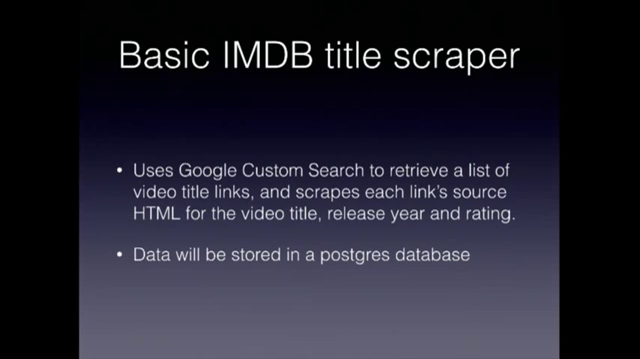What I set up for you guys today is a basic scraper for the IMDB site. We're going to use Google search, and we're going to put a search term into there to retrieve a list of title links pertaining to that term, and we're just going to scrape a little bit of information from each video. Right now I'm only pulling the title, the release year, and the rating, but we can play around with that once we get into the live code, and I can show you guys how to get another piece of information if it's in there.